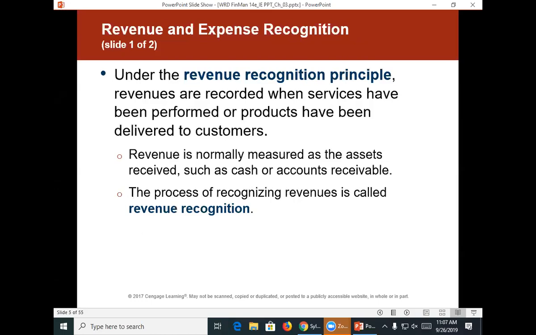I just mentioned this, the revenue recognition principle. That was one of the principles we talked about in chapter 1, so we're kind of going back. We recognize revenue the day or the period in which it was earned. It has nothing to do with when the customer pays us.